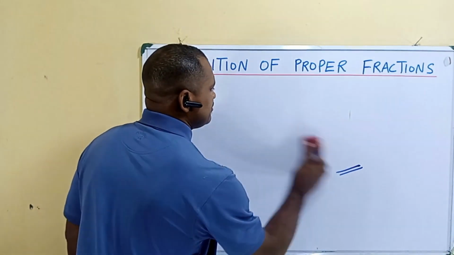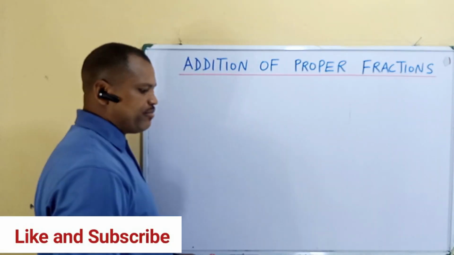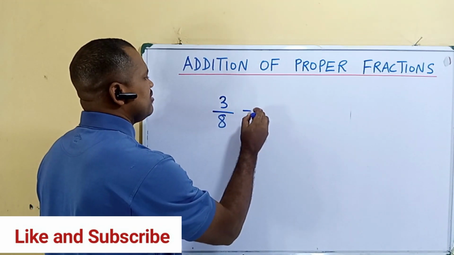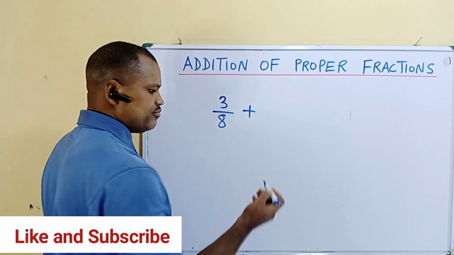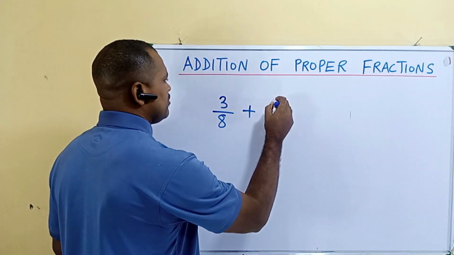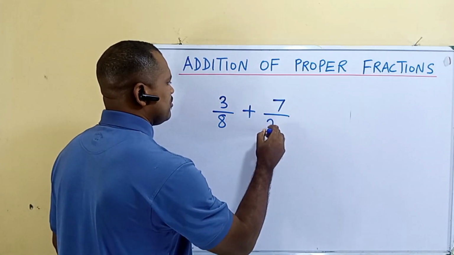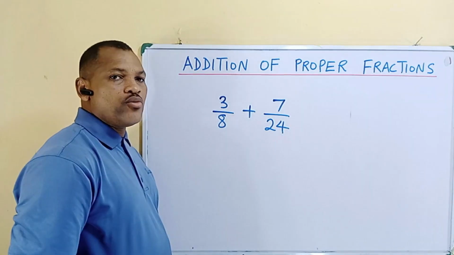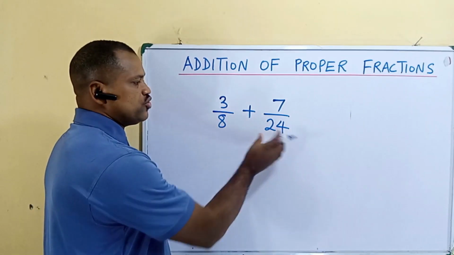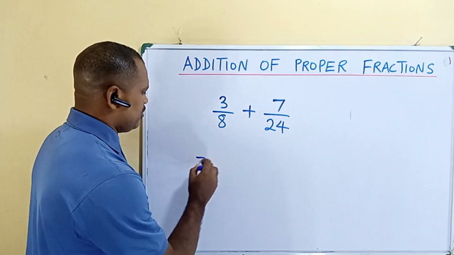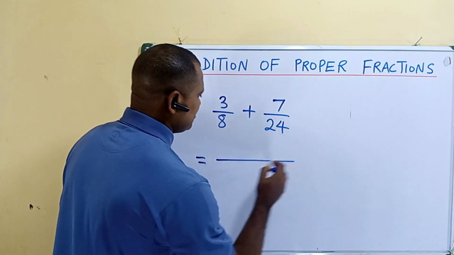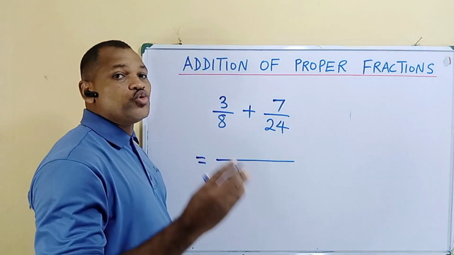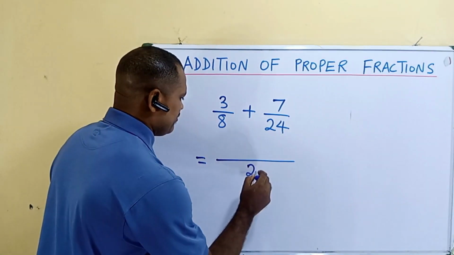Let me clean this. It's very, very, very simple. So we have this. We want to add this fraction to this fraction. So the first step is to find the LCM. The LCM of 8 and 24 is 24. So write 24 here.